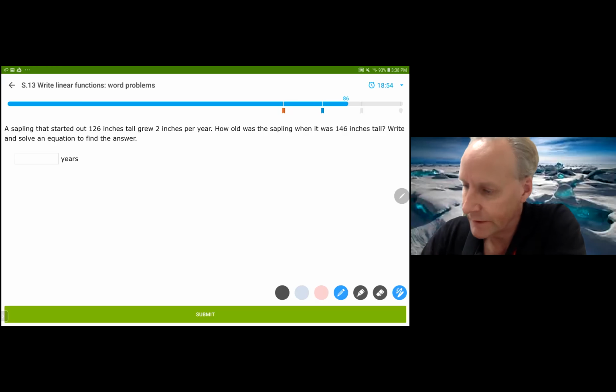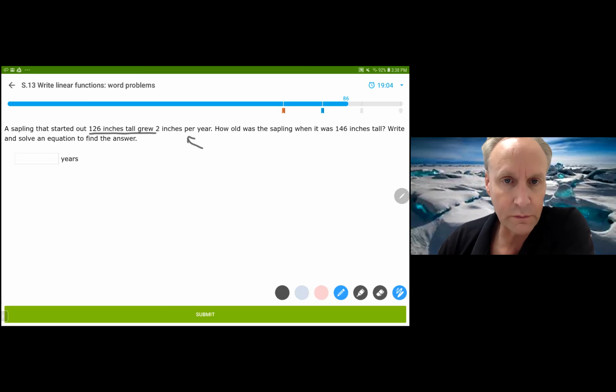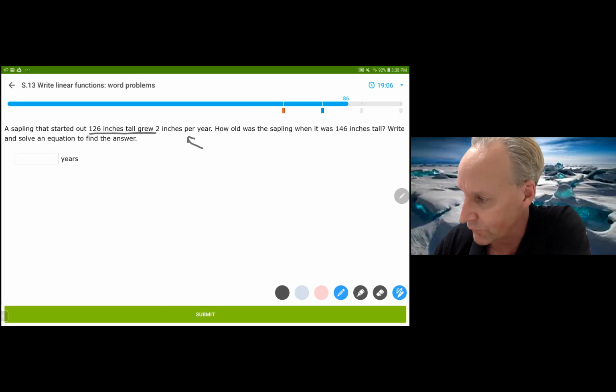A sapling started out 126 inches tall. That's our initial condition. It's going to grow 2 inches per year, which seems pretty reasonable. How old was the sapling when it was 146 inches tall? Well, we can do it in our head pretty clearly. It's going to be 10 years, but we want to write it out anyway.